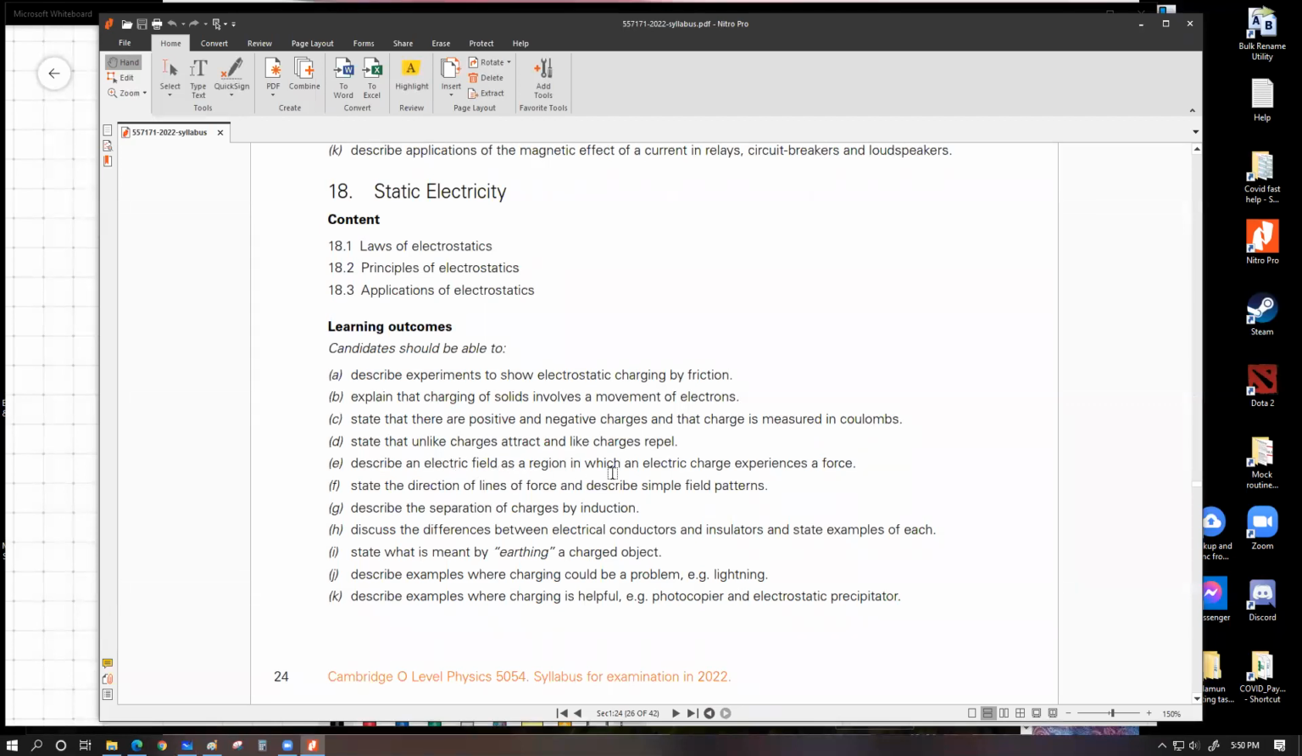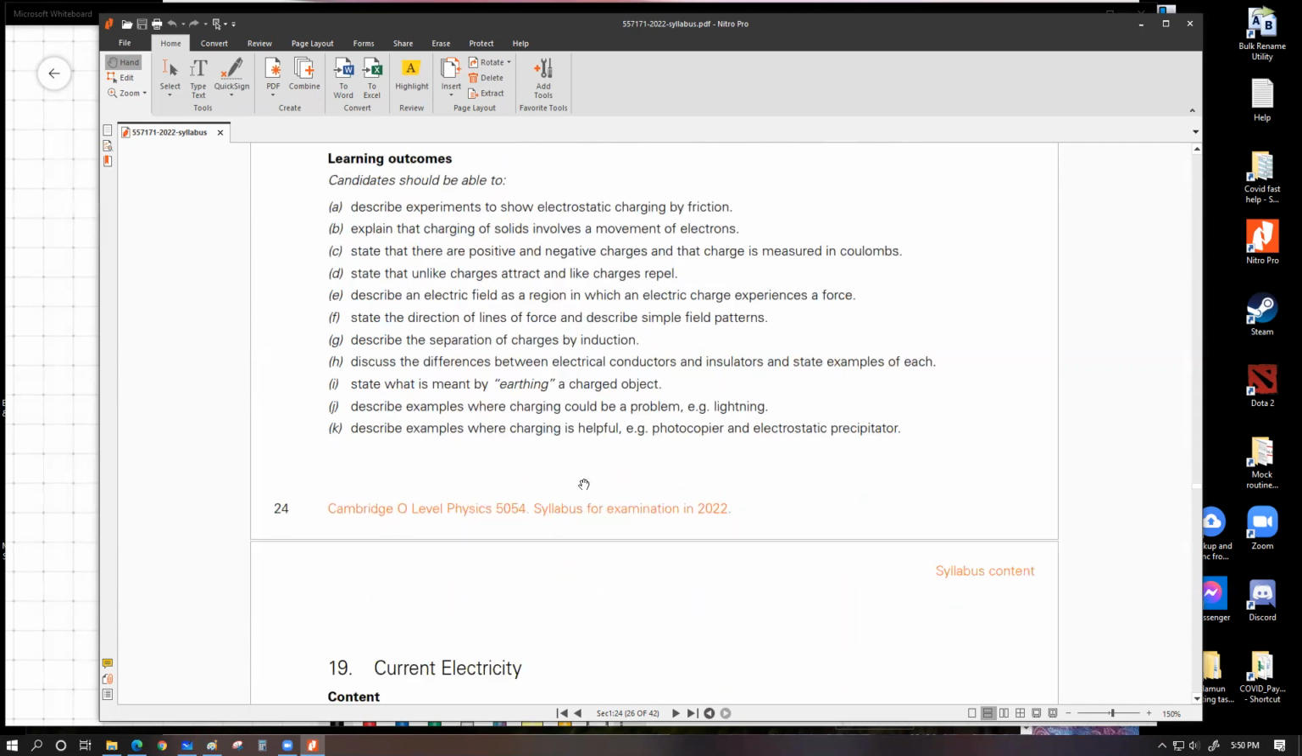Describe an electric field as a region in which an electric charge experiences a force. State the direction of line of force and describe simple field patterns. Describe the separation of charges by induction. Discuss the difference between electrical conductors and insulators and state examples of each. State what is meant by earthing a charged object. Describe examples where charging could be a problem. Describe examples where charging is helpful, for example photocopier and industrial precipitator. And that's pretty much it.